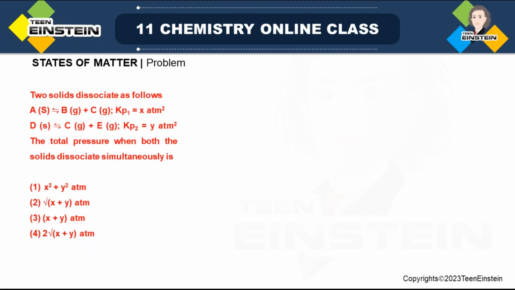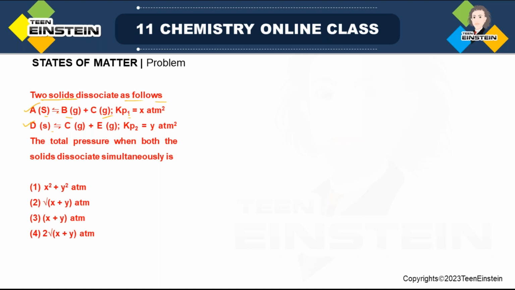Now related to Kp, we will discuss this problem. Suppose you have two solids, one is solid A, another one is solid D. In brackets it is mentioned S, that is the physical state. Now they are dissociating as follows. Solid A dissociates into B in physical state G, that means a gaseous product, and another gaseous product, and its Kp value, Kp1 basically, because we are using two separate equations, is X atmosphere squared.